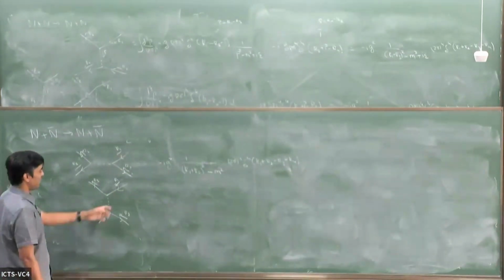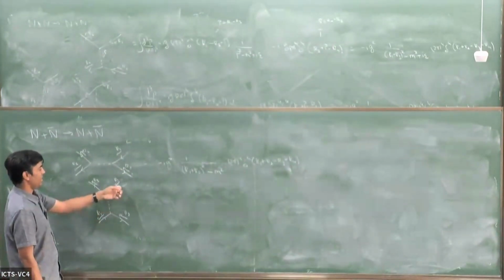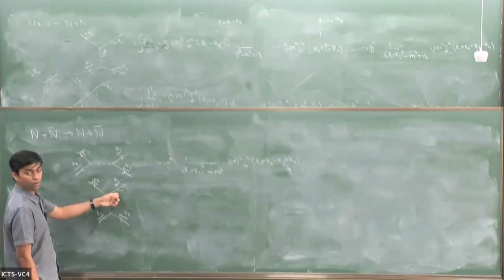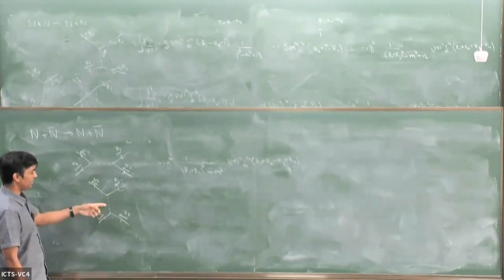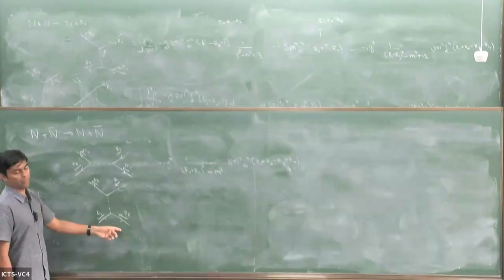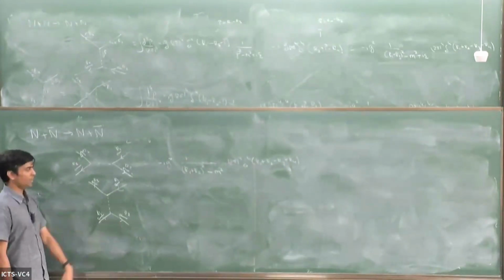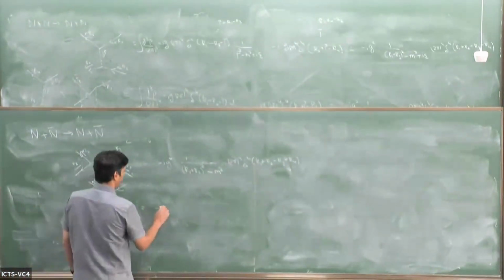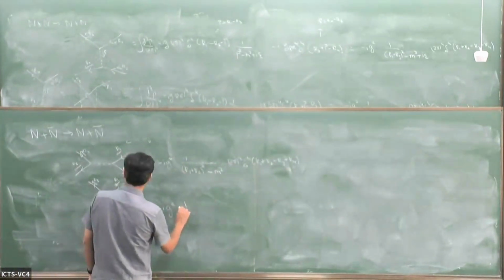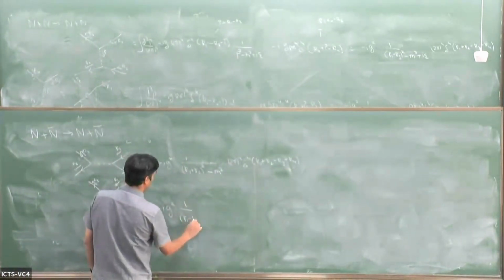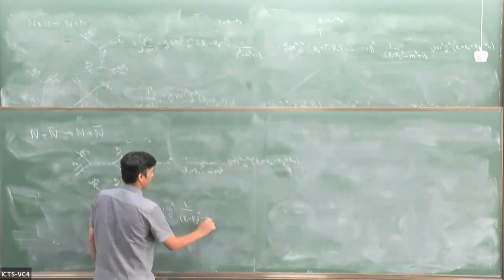However, here what can happen is that you can have this nucleon and it can emit some exchange which is absorbed by this antinucleon. So this is a different diagram which gives you minus ig squared into 1 by K1 minus K3 squared minus m squared.